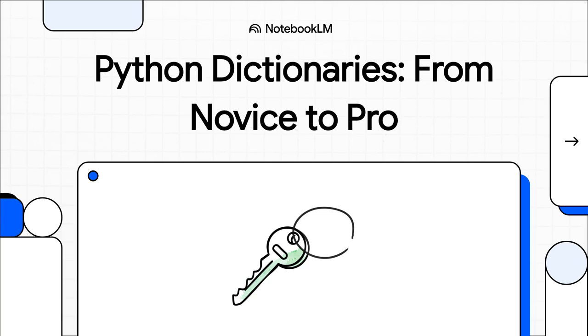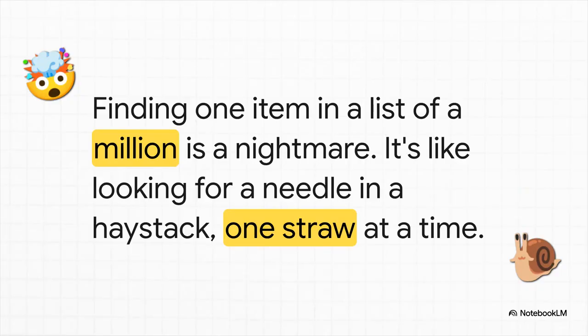Today, we're diving into one of Python's most powerful tools, something that will help you write code that's not just clean, but incredibly fast. So, you've probably been there, right? You've got this huge list in Python, maybe thousands, even millions of items, and you need to find one specific thing. You hit run, and your code just slows to a crawl. It's like looking for a needle in a haystack, and it's just painful.